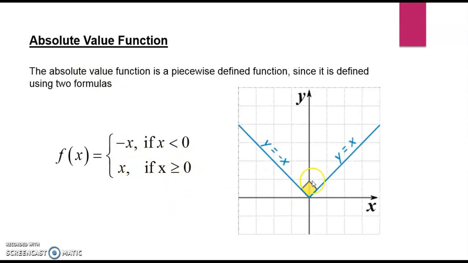Here is the graph of the absolute value function. The graph will consist of portions of two lines with equations y equals x and y equals minus x. For x greater than or equal to 0, the graph is a line y equals x. And for x less than 0, the graph is a line y equals minus x. The two partial lines meet at the origin. Now let's see how this absolute value function works visually.